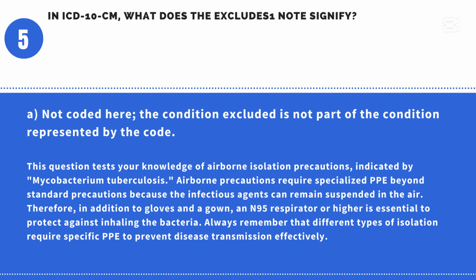For example, if a code describes one type of congenital anomaly, an Excludes 1 note might list another, indicating you cannot code both if present in the same patient. Always pay close attention to Excludes 1 notes to avoid assigning contradictory codes.